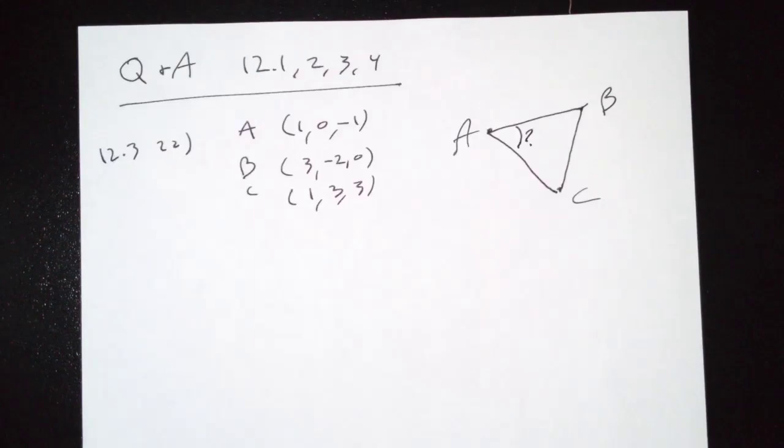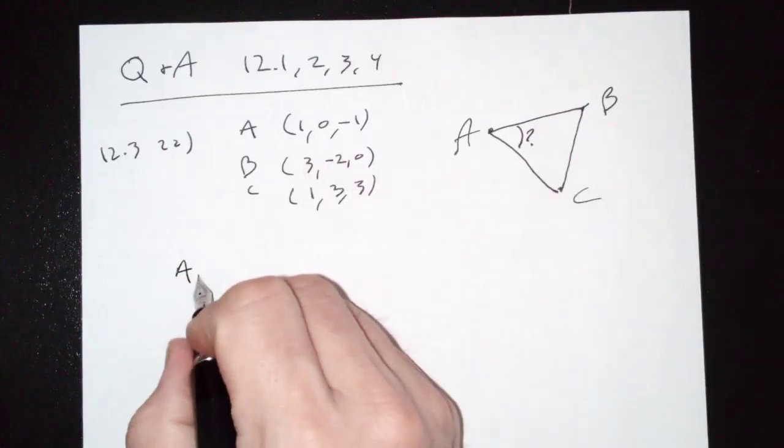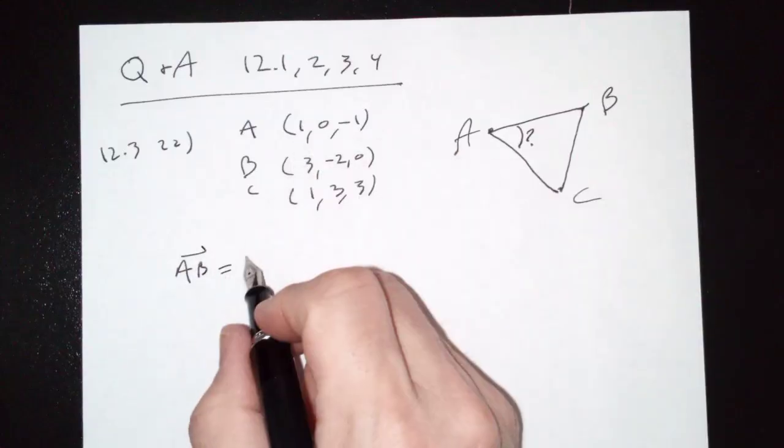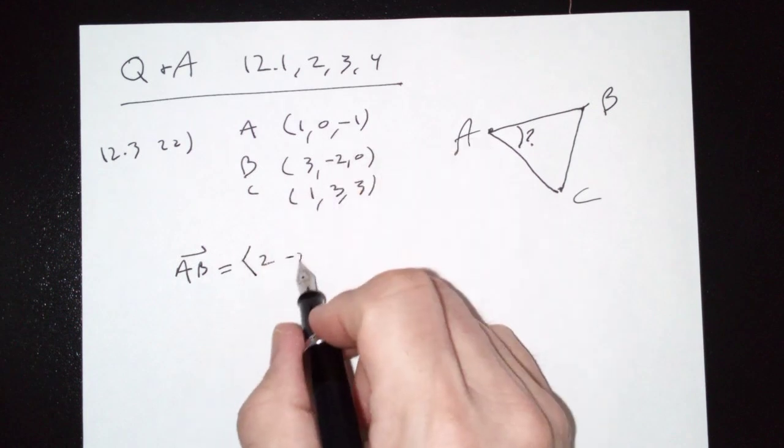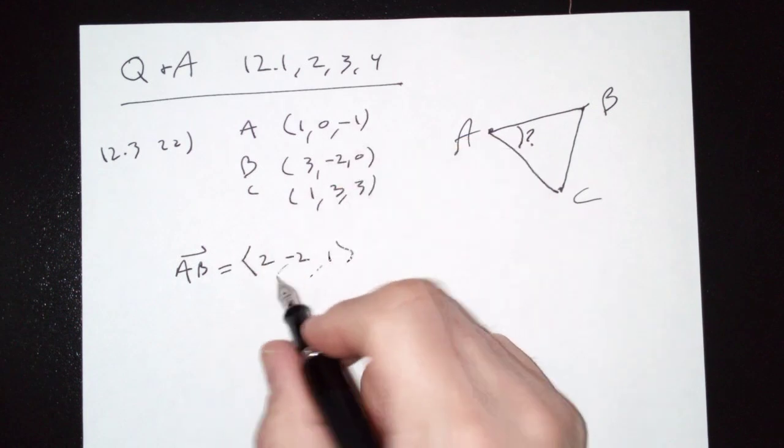Okay, well, between A and B. Ah, those are points. I can't find angles between points. I need vectors. So how do I get vectors here? You subtract. Exactly. So what do I subtract from what to get what vector? B minus A. Okay, so AB is (2, 0, 0), right?